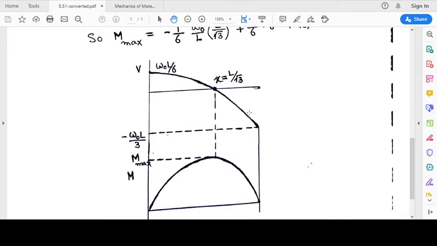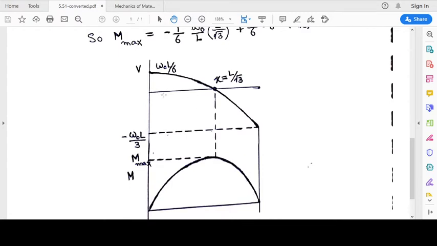And after this, the shear force has become negative. It is below the V equal to 0 line. So this area will be taken as negative. So the delta M is going to be negative. So the value of bending moment will start to decrease from here.